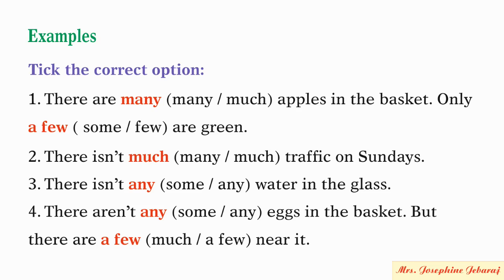Number 3. There isn't dash water in the glass. Some or any. Which is the right answer? Yes, there isn't any water in the glass. Number 4. There aren't dash eggs in the basket, but there are dash near it. There aren't any eggs in the basket, but there are a few near it.